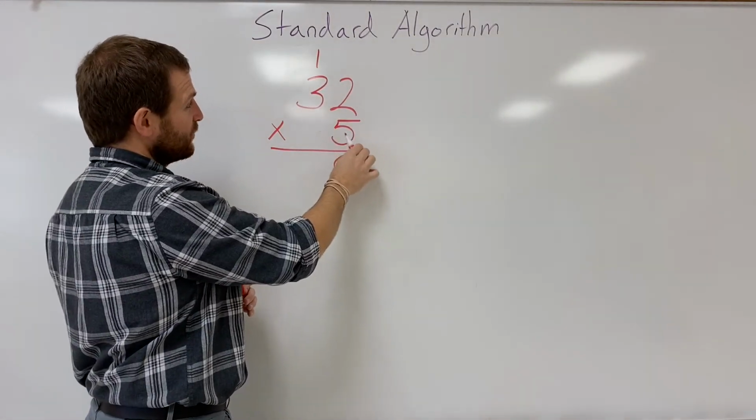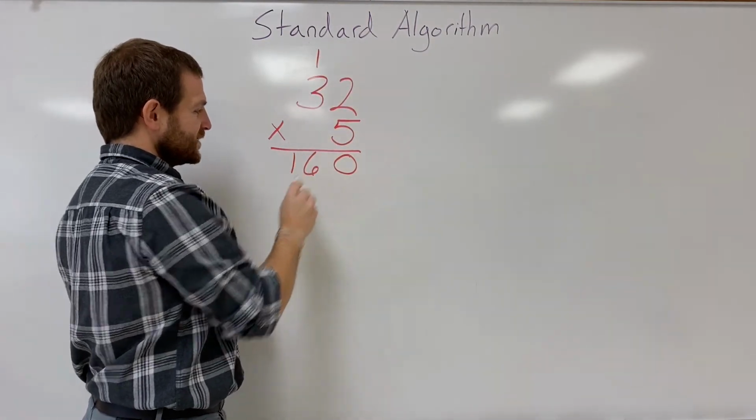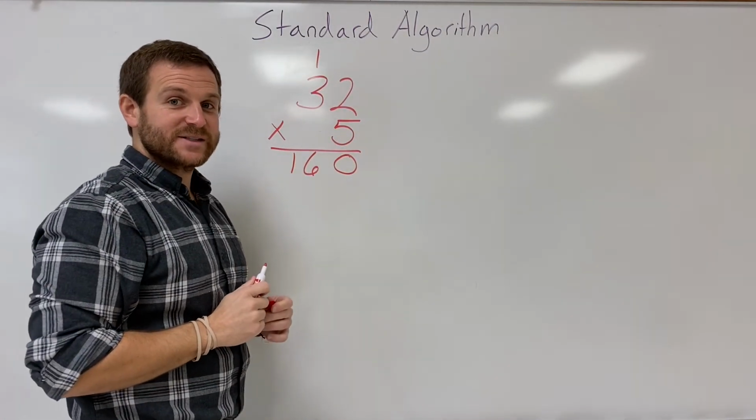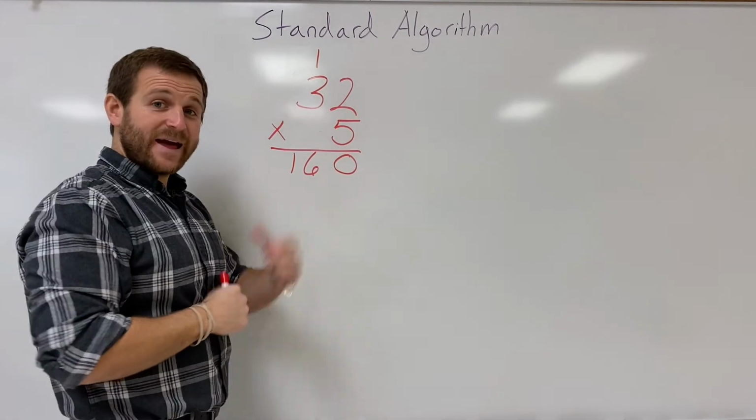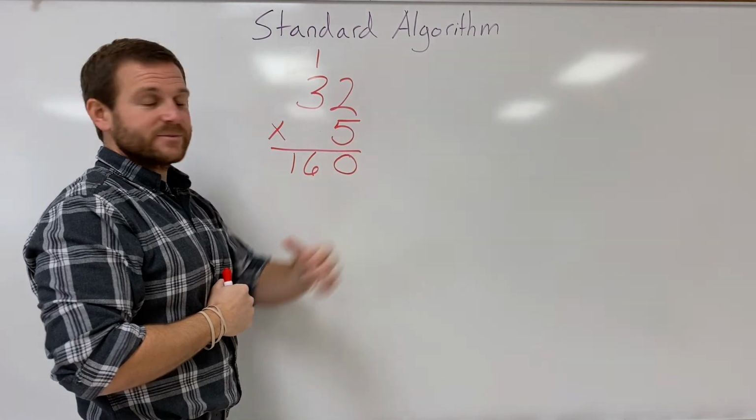Then I continue through. 5 times 3 is 15, plus 1 is 16. So my answer is 160. And that is the standard algorithm for multiplication when dealing with a single times double digit problem.